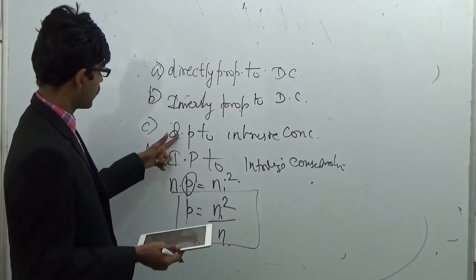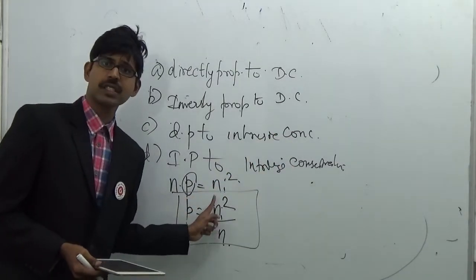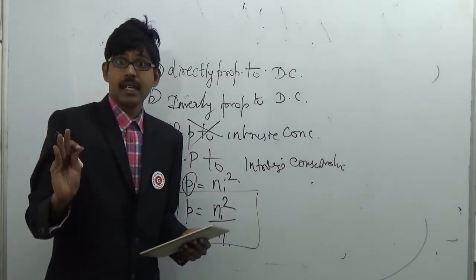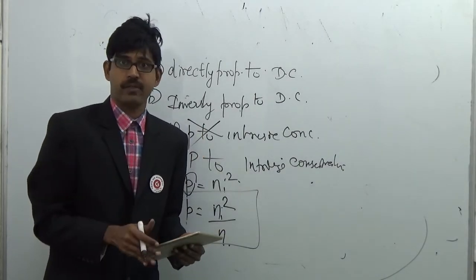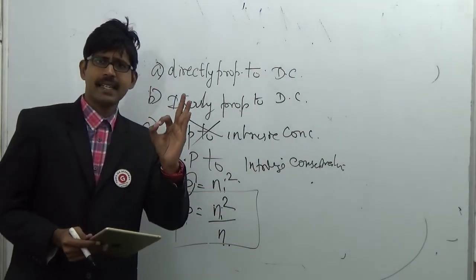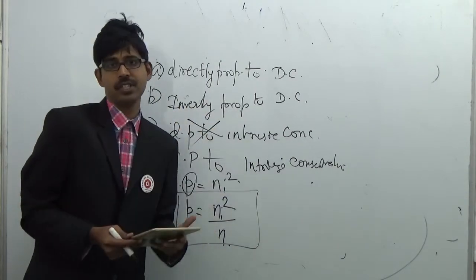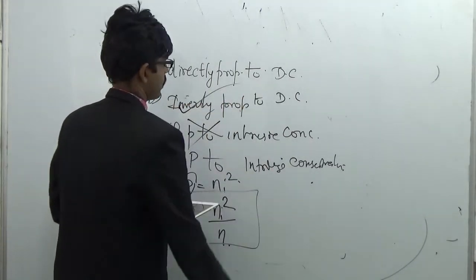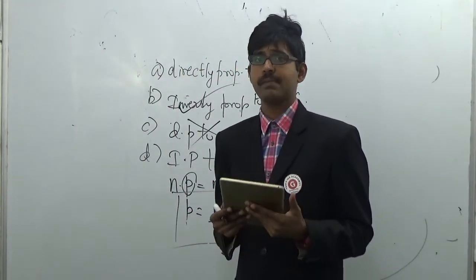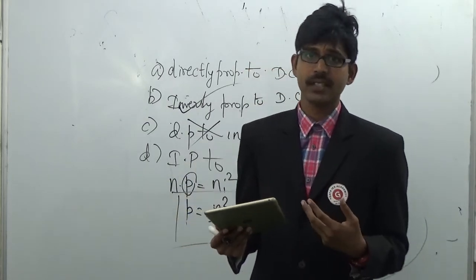Now, we have to go through all the options before concluding which one is the right one. Third option is directly proportional to intrinsic concentration, but here it is directly proportional to the square of the intrinsic concentration. So this cannot be the right option, though it seems to be a right one. So the right answer is inversely proportional to the doping concentration. So B is the right answer. All these problems that we solved are based on the very fundamental equation N times P is equal to Ni square.